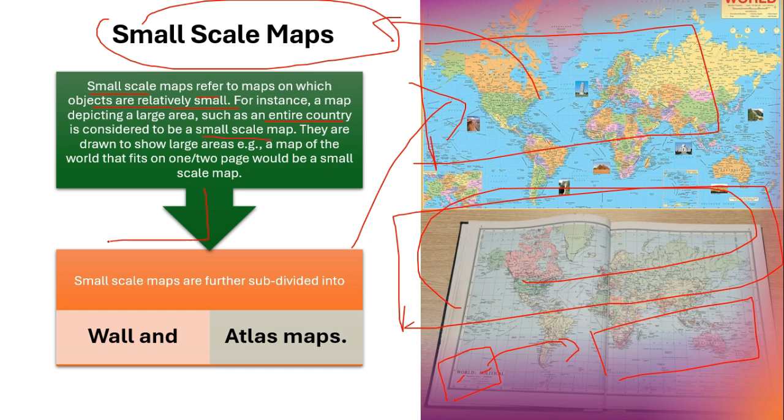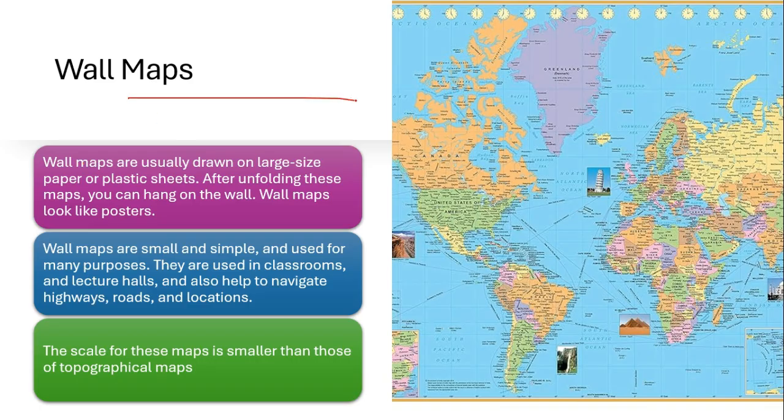And small scale map is also subdivided into two parts, like wall map and atlas map. So what is a wall map? Wall maps are usually drawn on a large size paper or plastic sheet. Like you have seen in your school, there are large poster size maps hanging on the wall. Those maps are known as wall maps. Wall maps are simple and used for many purposes, like in classrooms.